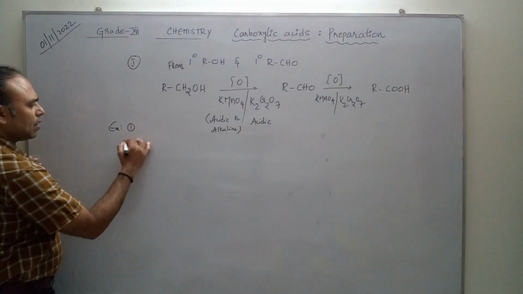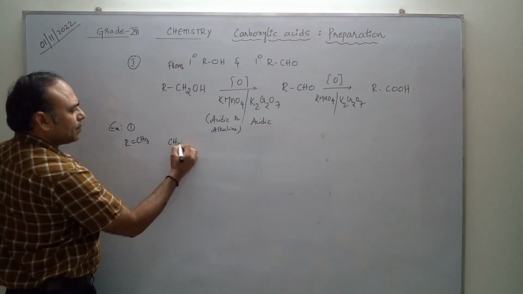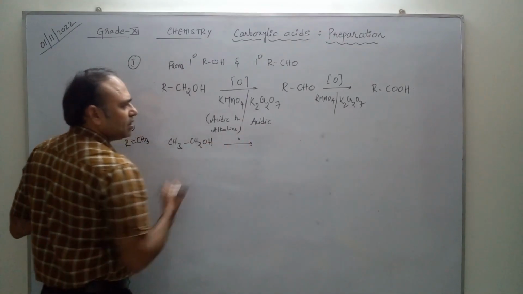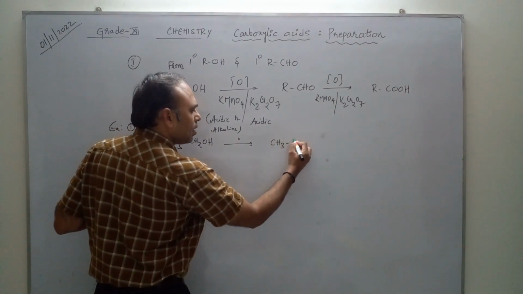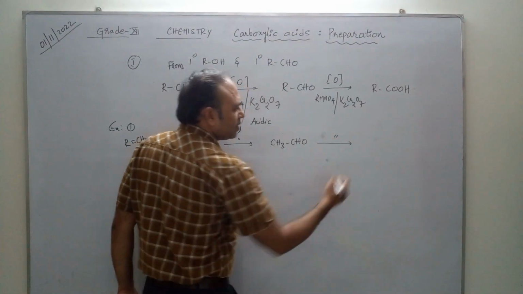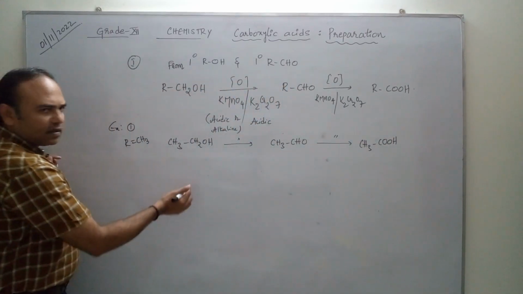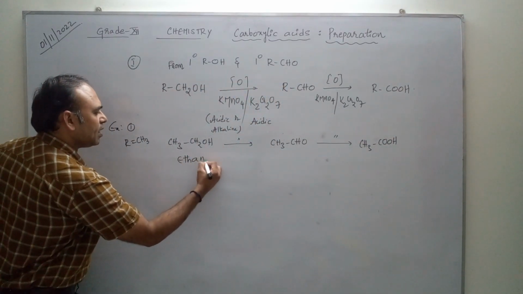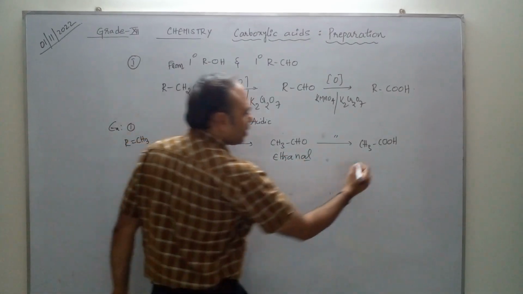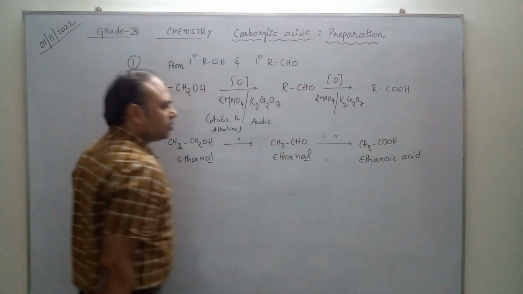Example 1: R is methyl group. Substituting that, this is ethanol. In the same condition we will get CH3CHO, nothing but acetaldehyde. Under the same condition you get acetic acid. Writing the IUPAC names: ethanol, ethanal, and ethanoic acid. So this is the first example.